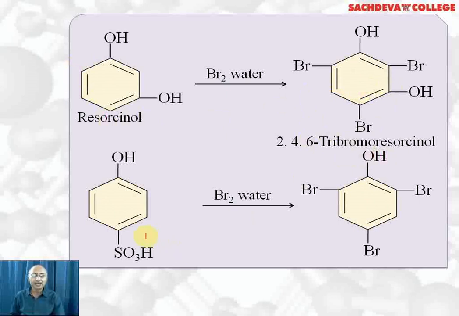Here we have para-hydroxybenzene sulfonic acid. If you treat it with bromine water, this sulfonic acid group will be removed and we will get 2,4,6-tribromophenol plus H2SO4 will be formed. So remember, when we treat it with bromine water, whether there is any sulfonic acid group or carboxylic acid group, that gets removed with the help of bromine water and we get 2,4,6-tribromophenol. Even if we carry out nitration, we will get picric acid. This SO3H group will be removed.